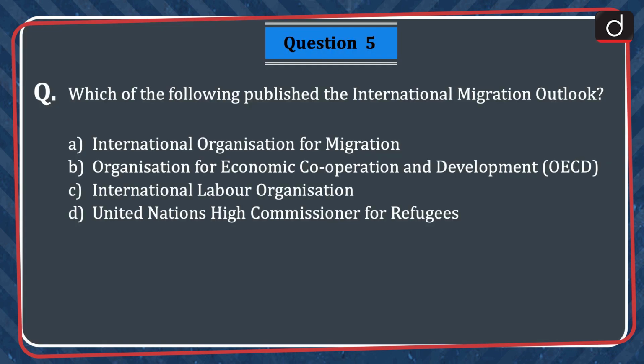Next question is, which of the following published the International Migration Outlook? International Organization for Migration, Organization for Economic Cooperation and Development, International Labour Organization, or United Nations High Commissioner for Refugees? The correct answer is option B, Organization for Economic Cooperation and Development.